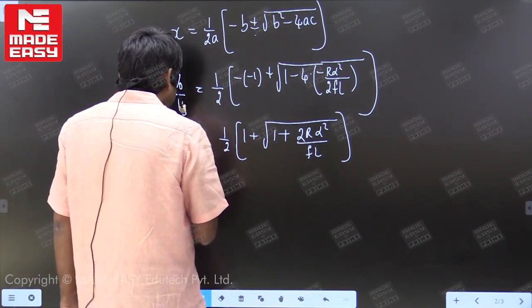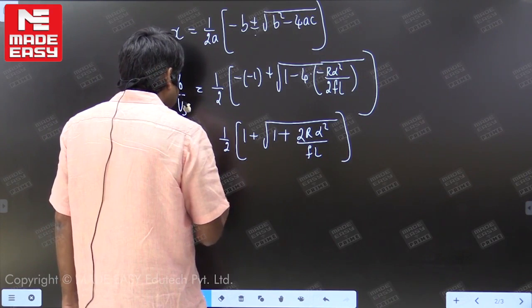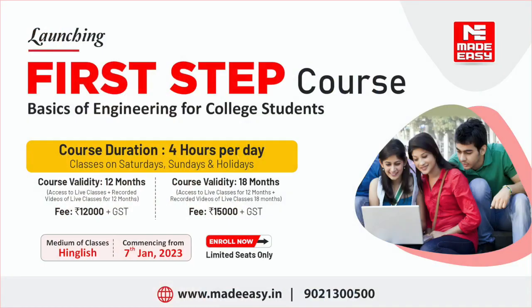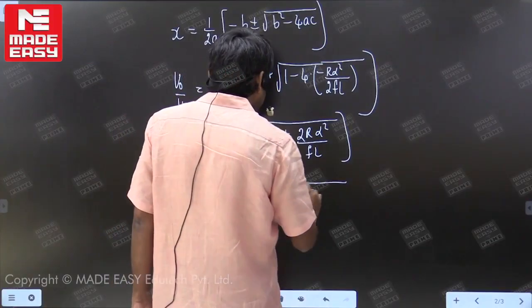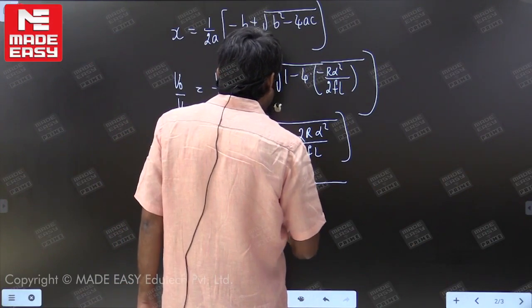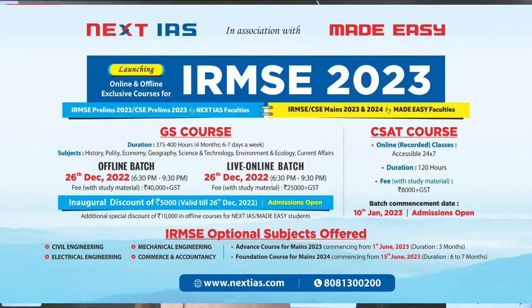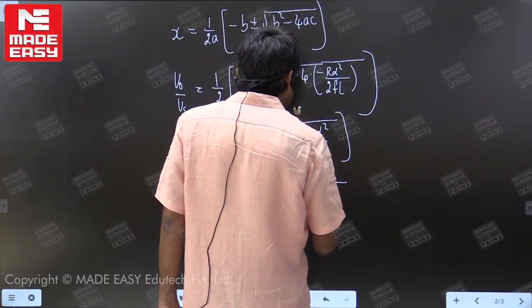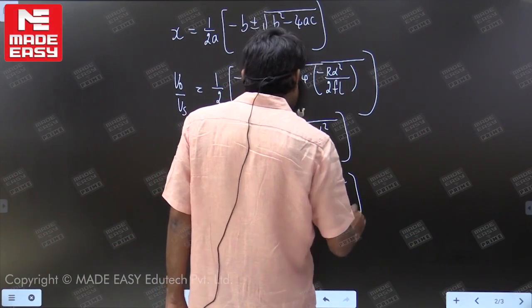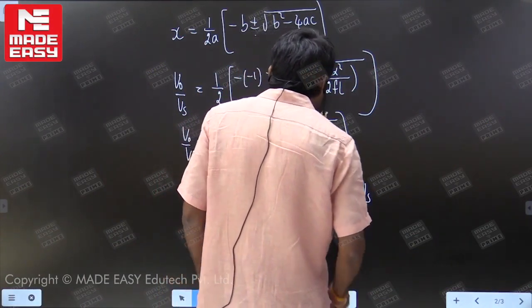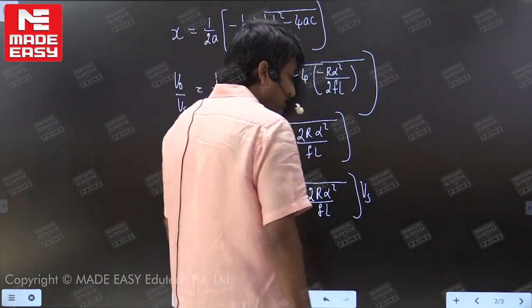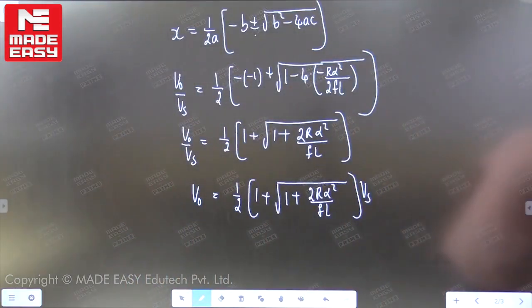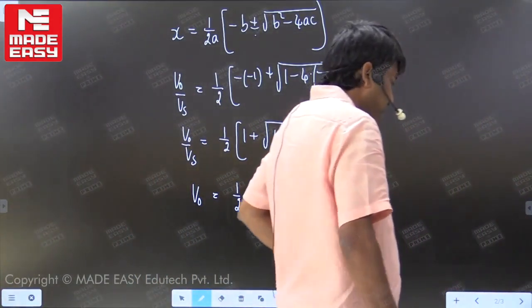So directly, V naught is equal to half of 1 plus square root of 1 plus 2 into R into alpha square by F into L, into Vs. Substitute the value of R, alpha, frequency and L. What do you get? Just substitute those values.